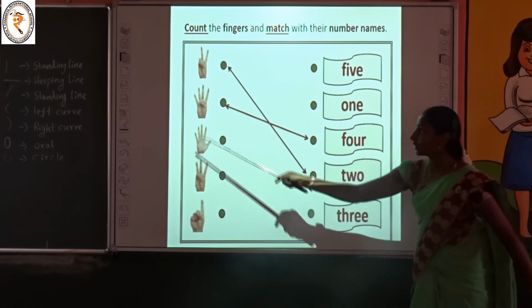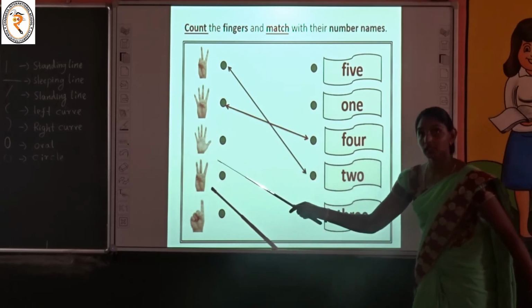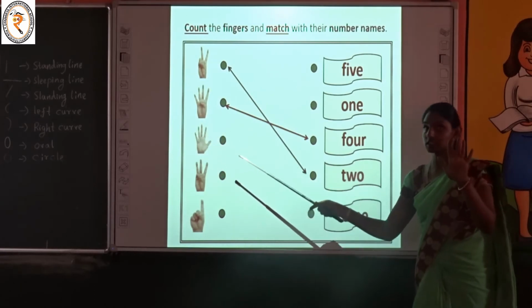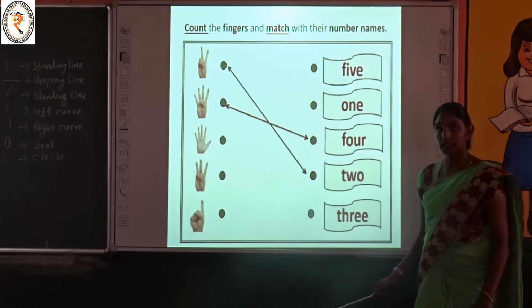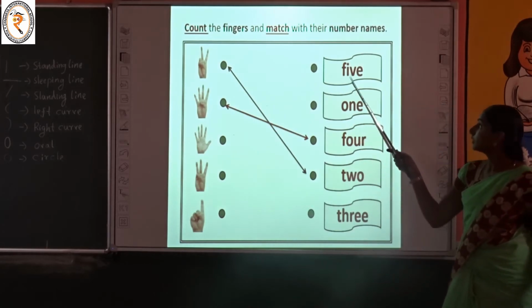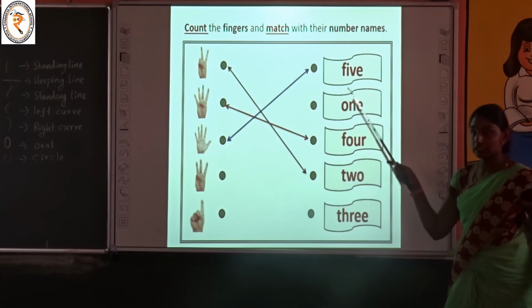Move on to the third one. How many fingers, children? Can you count and tell me? 1, 2, 3, 4, 5 fingers are there. Can you find and spell the number name 5? Where it is, children? Find it. F-I-V-E. Here it is. Super.